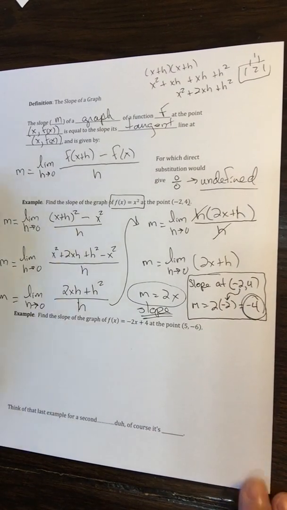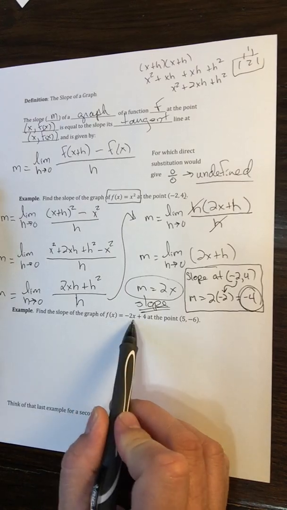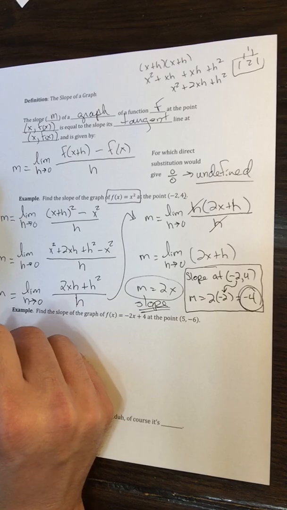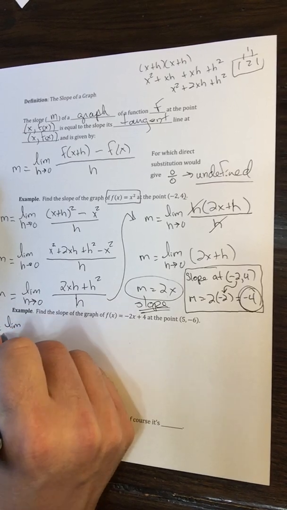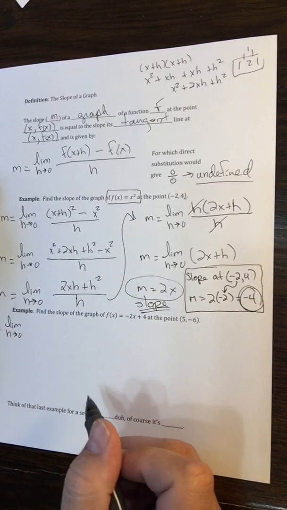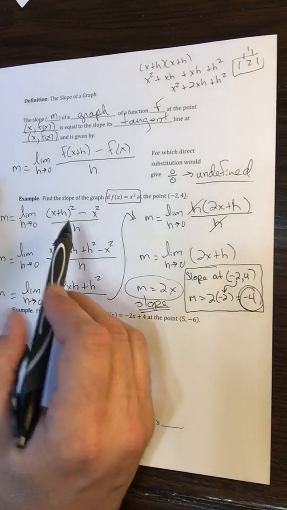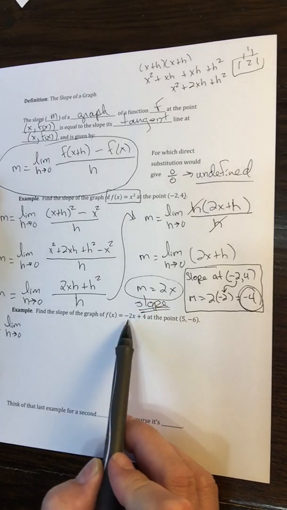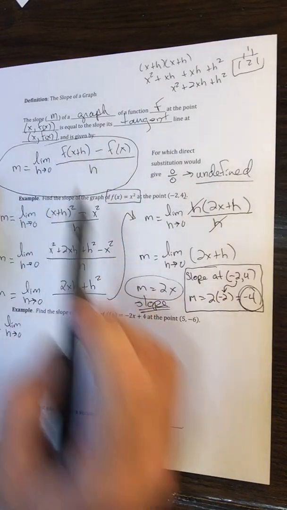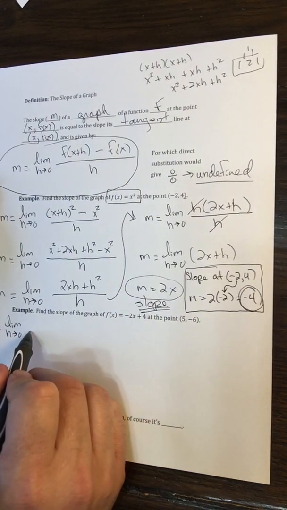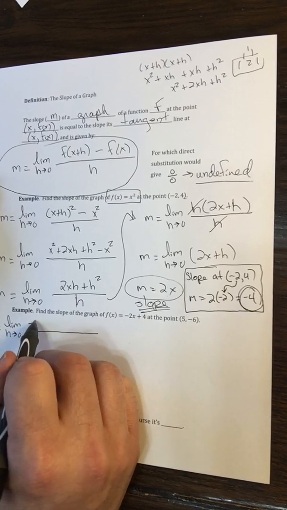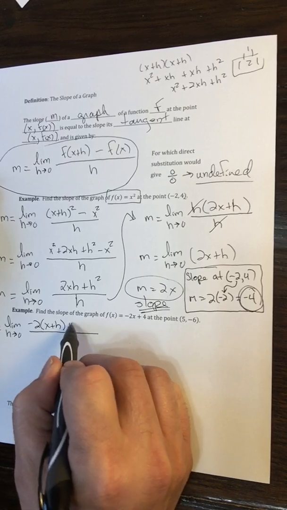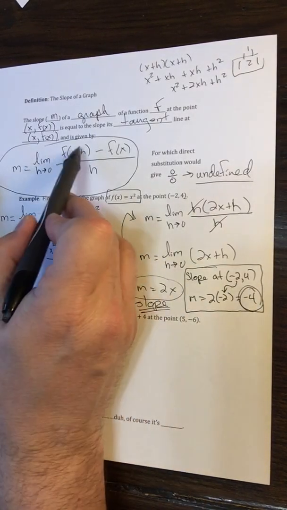All right, there it is. Here's your last example for the day. Find the slope of the graph of f of x equals -2x plus 4 at the point 5, -6. Okay? Slope is the limit as h approaches 0 of, now I'm going to go back to my original formula here. I've got to put -2x plus 4. I've got to put x plus h in for x right there. I'm making a fraction out of this. I'm going to have a -2, and then instead of x, it goes x plus h, and then there's a plus 4. Okay, that's just this part.